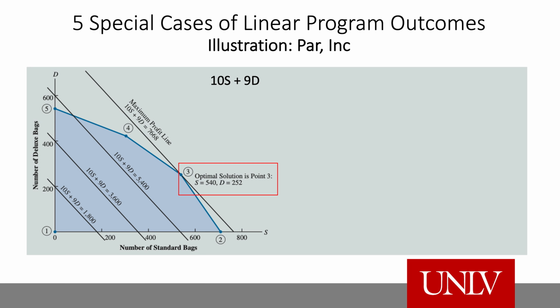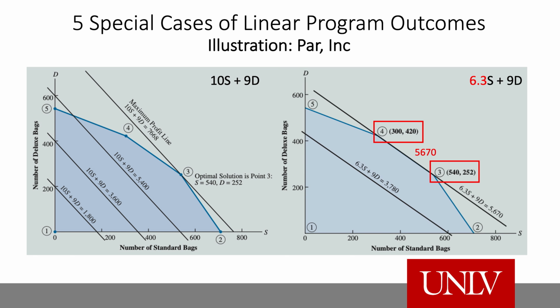So to address these kinds of limitations, decision makers sometimes accept a slightly lower profit in exchange for greater flexibility and a wider range of feasible production options. For example, in the Par company, instead of having $10 as the standard bag's profit, we can decrease this to $6.30. In that case, the objective function becomes 6.3S plus 9D.